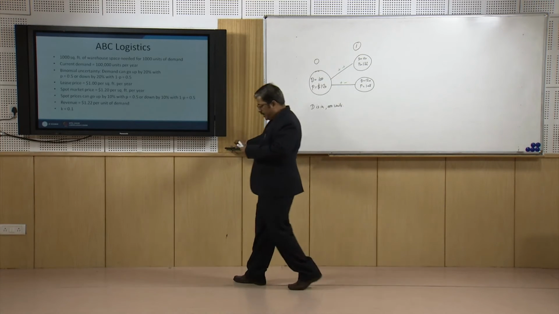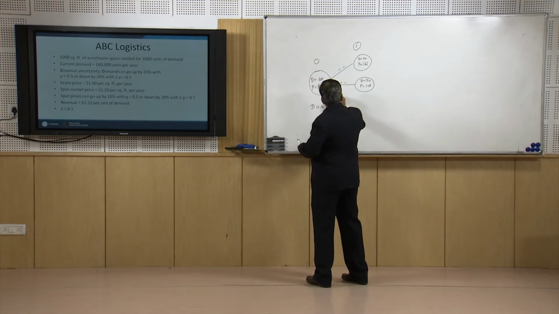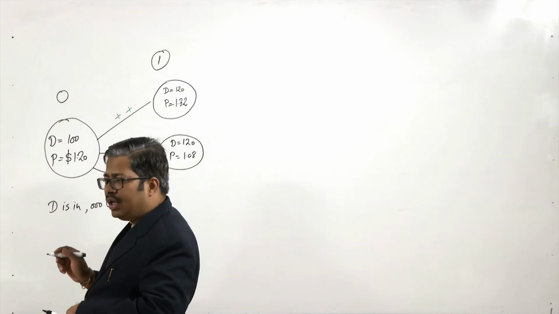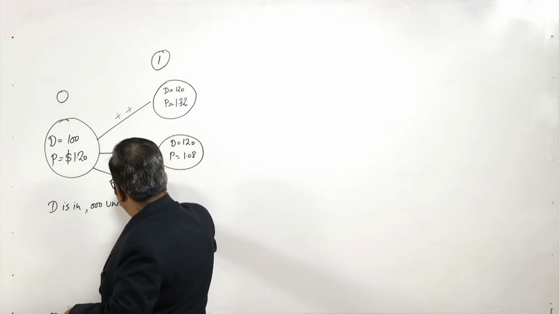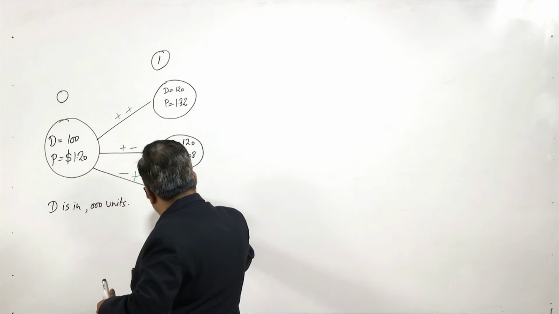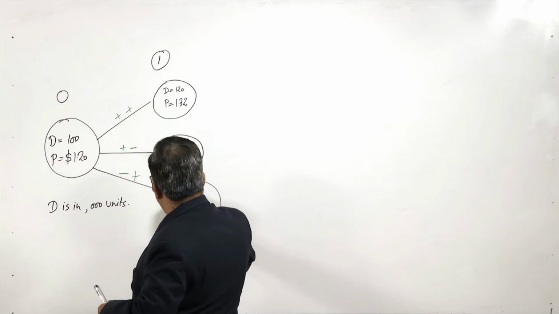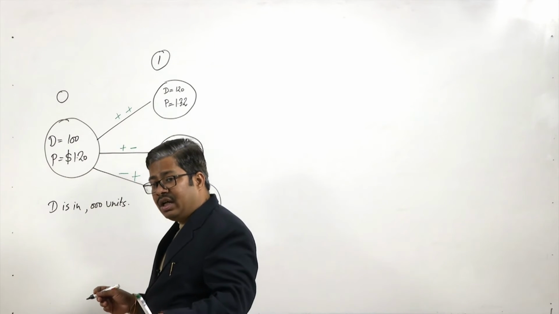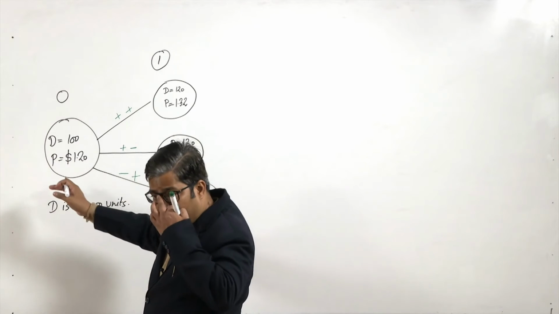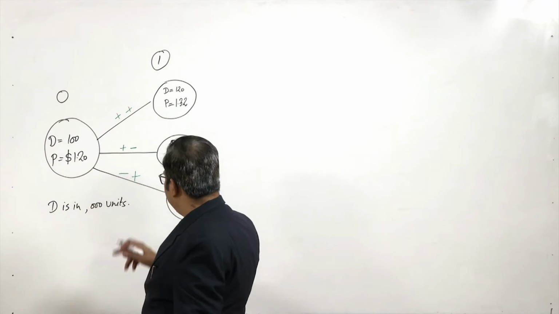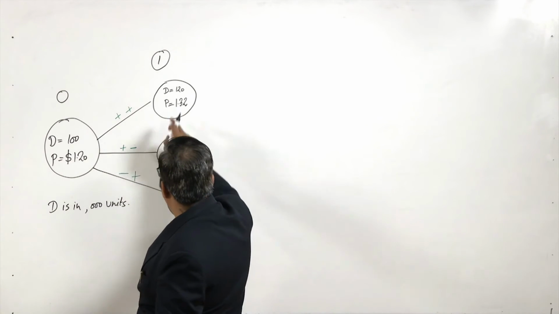Then another possibility is that demand can decrease and price can increase. Demand is decreasing by a factor of d, and d is 0.80 as we wrote initially. So demand becomes 80 and price is increasing, so the price becomes 1.32.